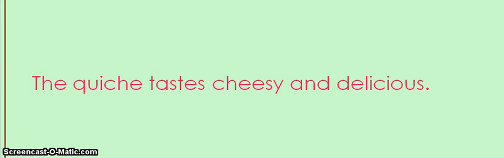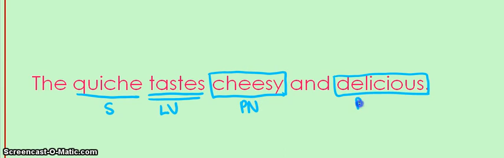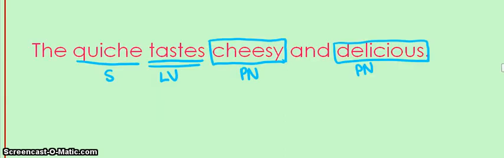The quiche tastes cheesy and delicious. Well, we know that the subject of the sentence is quiche, and that the linking verb in the sentence is "tastes." But in this sentence, we have not only one, but two predicate nouns. The quiche tastes both cheesy and delicious. These are both predicate nouns. Let's look at our final example.